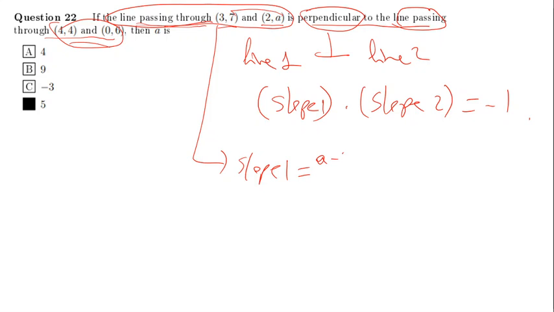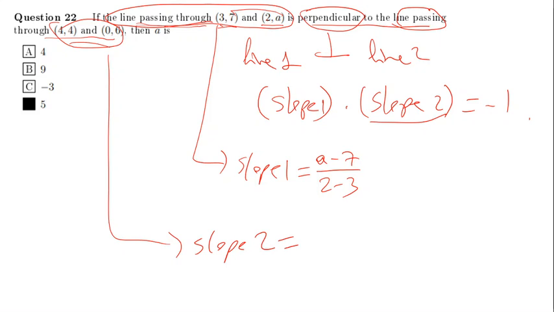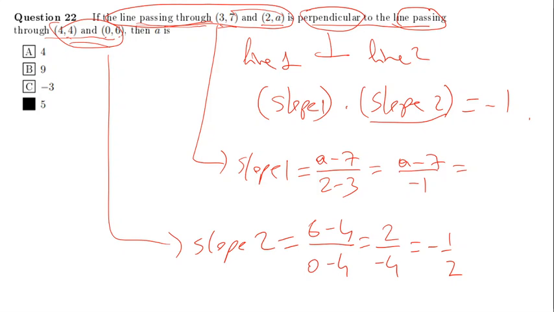What's the slope here? The slope 1 is indeed a minus 7 divided by 2 minus 3. And slope 2 here, okay, we can get slope 2 here. The second slope is 6 minus 4 divided by 0 minus 4. So this will be 2 over minus 4, which is minus 1 over 2. Now the first slope here is a minus 7 divided by minus 1. So then you can say this is 7 minus a, right? Because when you divide, this is minus a, this is plus, so you got this one. Now we have this one then.